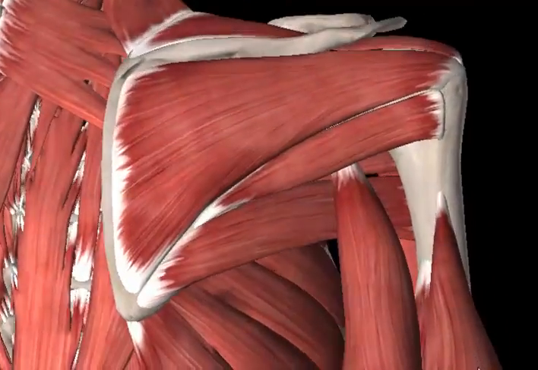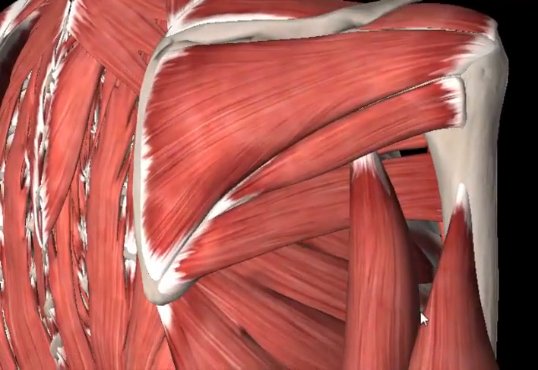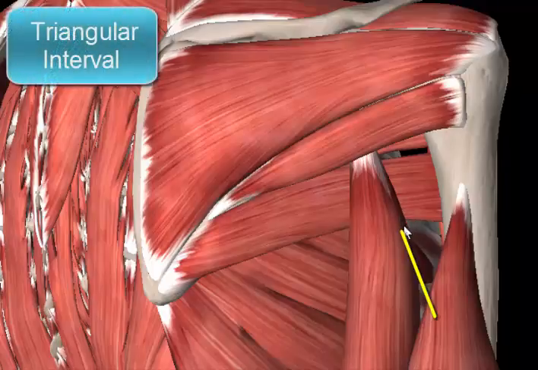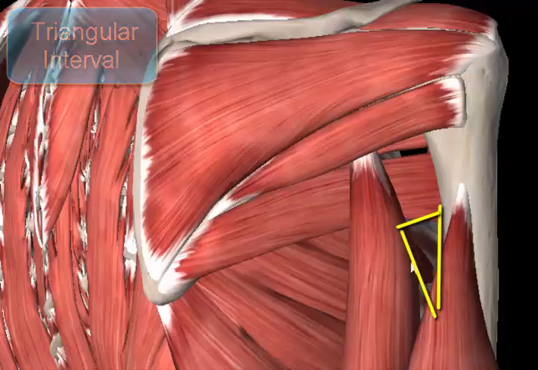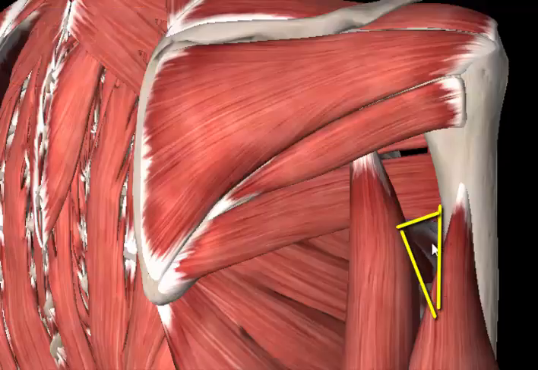And finally, the triangular interval is bounded by the lateral margin of the long head of the triceps brachii, by the shaft of the humerus, and the inferior margin of the teres major muscle. The radial nerve and profundobrachial artery pass out of the axilla, traveling through this interval to reach the posterior compartment of the arm.